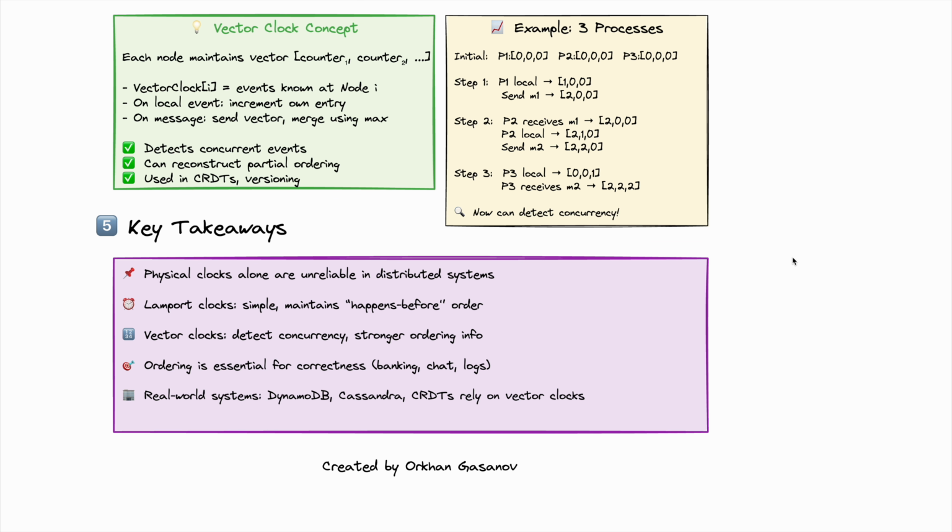So what are the key takeaways from this episode? Physical clocks alone are unreliable in distributed systems. Lamport clocks are simple and maintain happens-before order, but in the case of concurrency, they do not work as expected. Vector clocks detect concurrency and give stronger ordering information. Ordering is essential for correctness in crucial systems, for example banking, chats, logs, and so on. And real-world systems like DynamoDB and Cassandra rely on vector clocks.